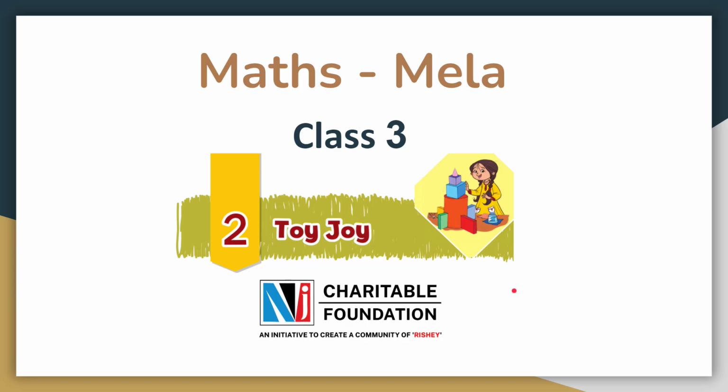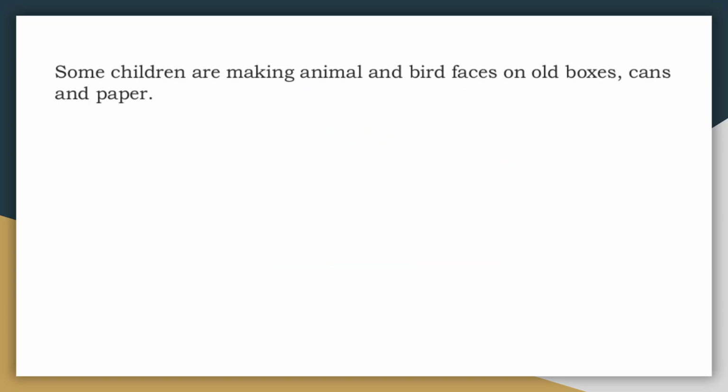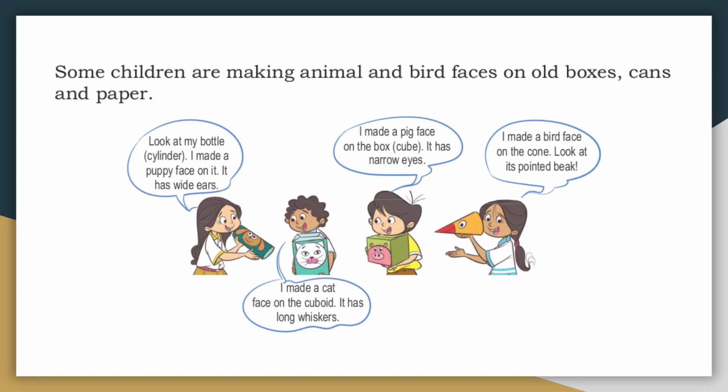So friends, in this video we are going to start a new chapter where some children are making animal and bird faces on old boxes, cans and paper. See, this girl says, look at my bottle which is in the shape of a cylinder. I made a puppy face on it.